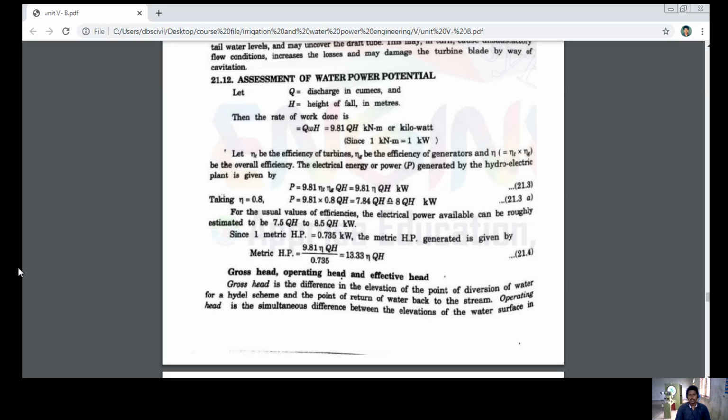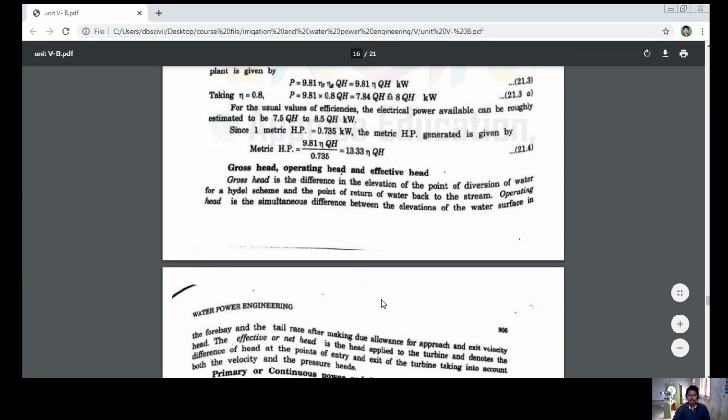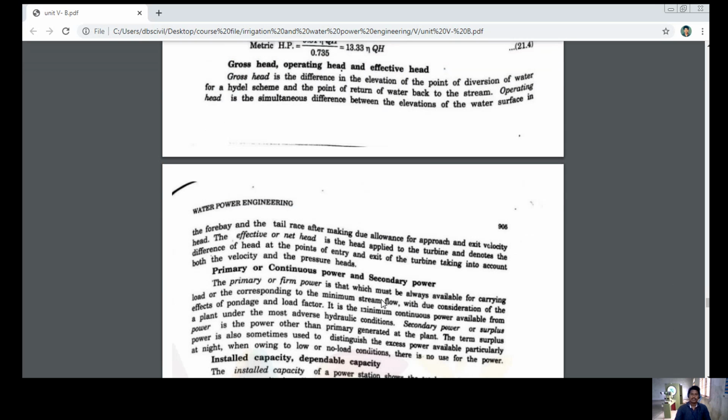Next, gross head, operating head and effective head. Let's see all these three. Gross head is the difference in elevation between the point of diversion of water for a hydel scheme and the point of return of water back to the stream.